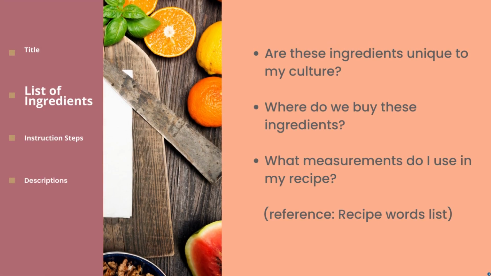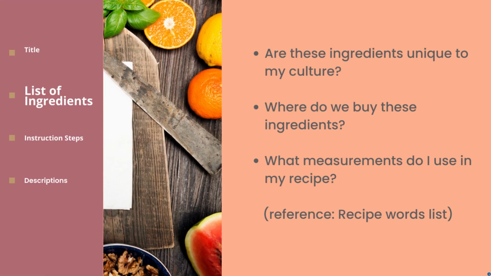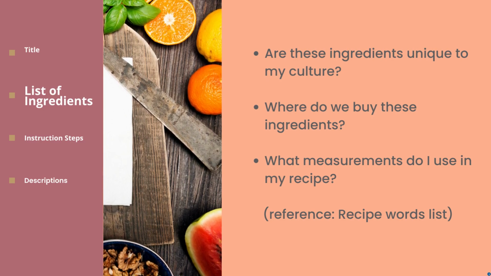We look into the list of ingredients. Are these ingredients unique in your culture? How can you get these ingredients? Where can you buy them? Another important aspect is the use of measurements. Maybe the measurements in your recipe differ from others. You can find a matching measure in the recipe words list we shared on Wednesday and do some calculations.